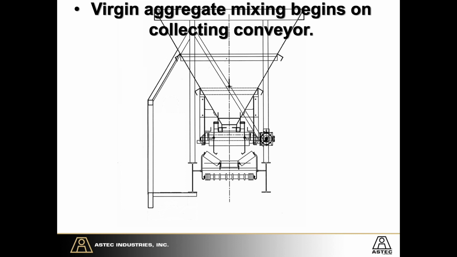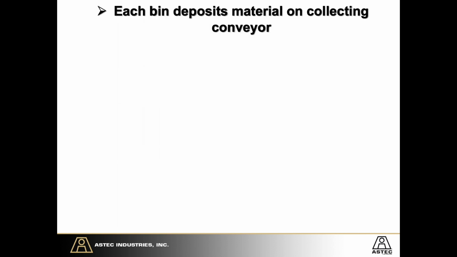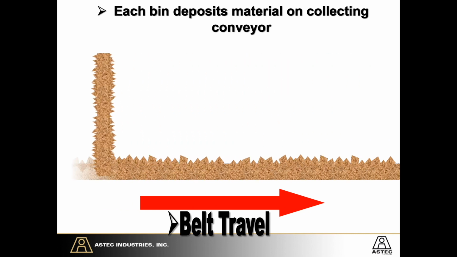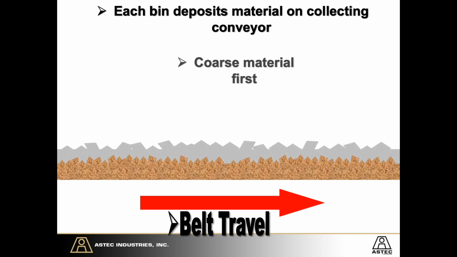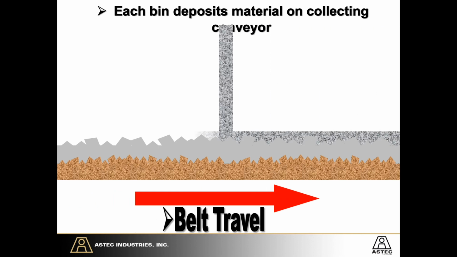If you look at this drawing of the collecting conveyor, that's the conveyor that's directly under the co-feeds. That's actually where the first small amount of mixing occurs. If you look at that, this is the troughing idler for that conveyor, and you can see, well, how does it do that? Well, here's an illustration. Each bin deposits the material on the collecting conveyor, and here's the belt travel that you see. Here's your coarse and the other layers of material as we move forward. See the coarse material first. Continue the belt travel.